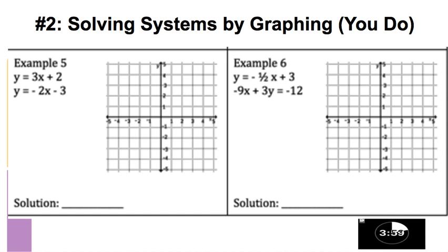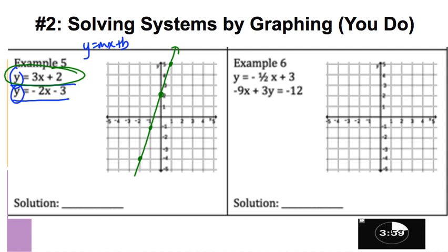So example 5, I'm going to check again, y equals mx plus b. So that's y equals 3x plus 2, and y equals negative 2x minus 3. Both of these have y alone, so I can graph them. Y equals 3x plus 2, I'm going to go ahead and graph that in green. So that's at positive 2, go up 3 to the right 1. I can also go down 3 to the left 1, down 3 to the left 1 to make that line super straight.